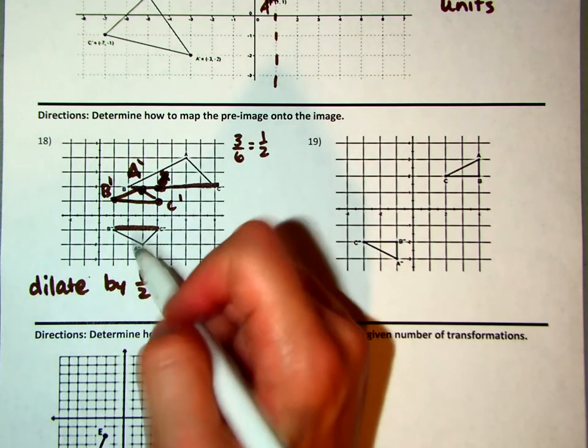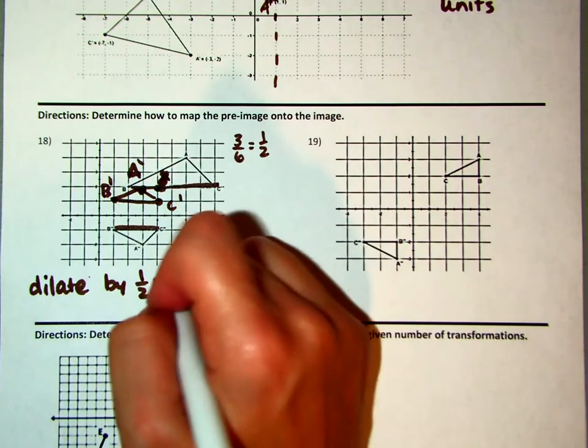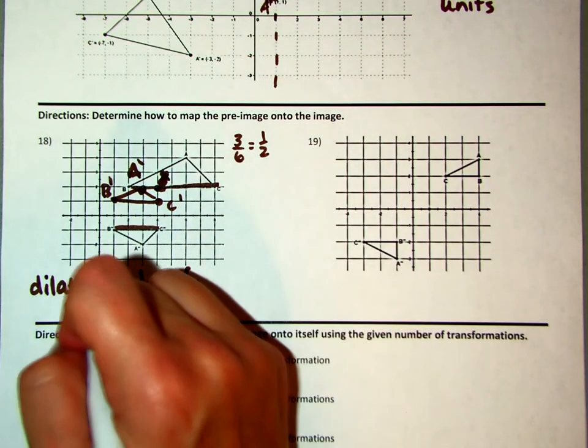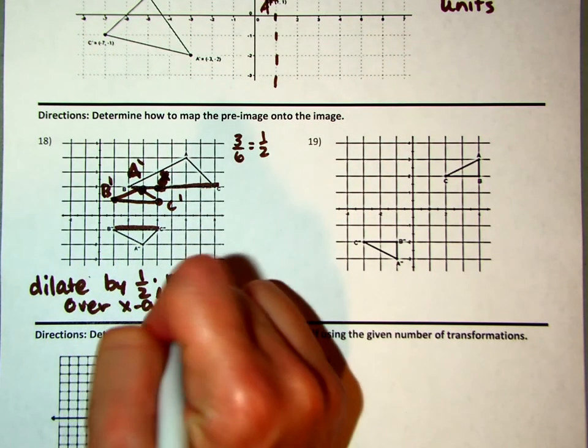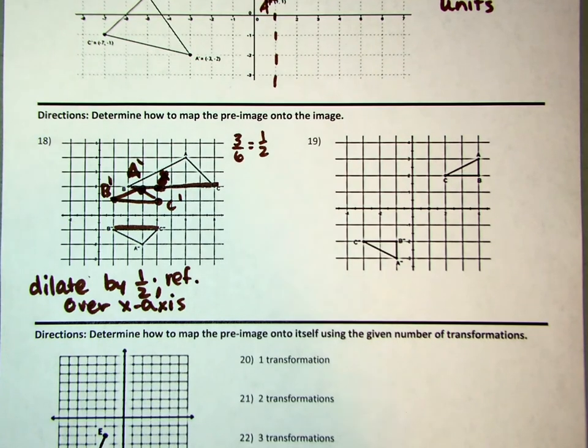And now it looks like it just reflected over this line. This line right here is the x-axis. So we can reflect over the x-axis. Again, there's more than one way you can approach this. This is just me showing you one particular method to get there.